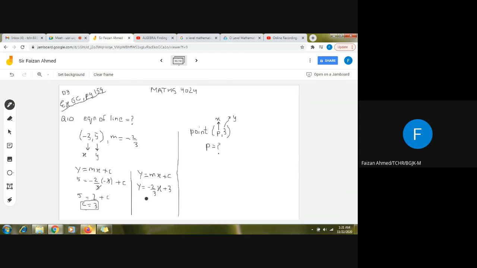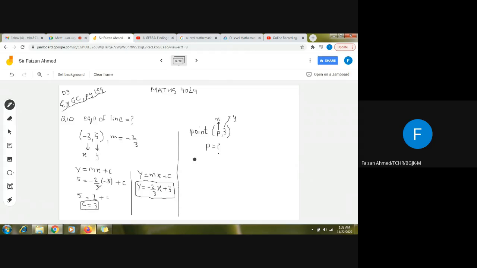In the next part of the question, I have to use this equation of the line, and the question says that this line passes through a point which is (p, 3). I have to find the value of p. Since this line is passing through this point, this means this point is on this line, so it will satisfy the condition. So I will put this point, which is the value of x and y. Basically this p is the value of x and this 3 is the value of y on this line, to get the value of p.